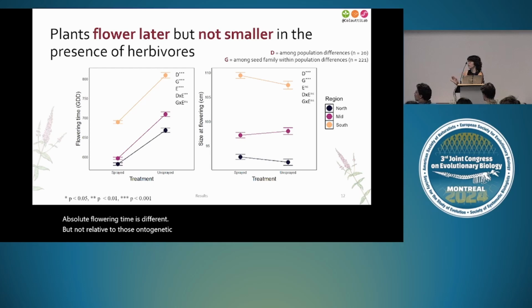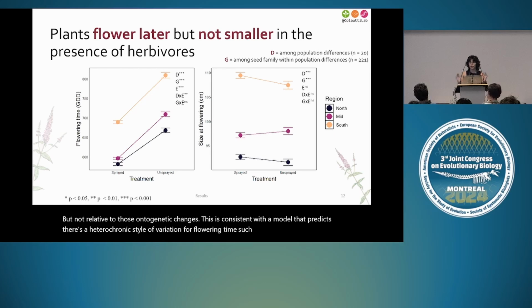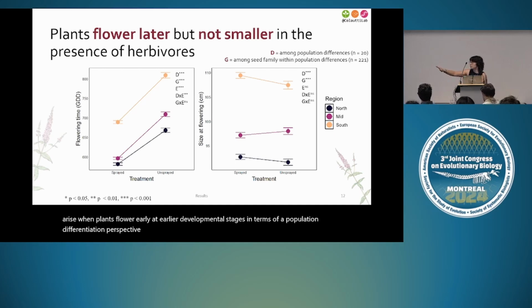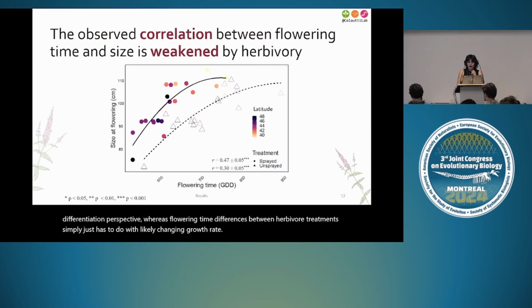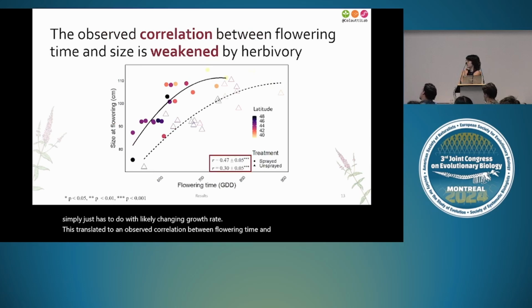This is consistent with a model that predicts there's a heterochronic style of variation for flowering time, such that shifts in flowering time arise when plants flower at earlier developmental stages in terms of a population differentiation perspective, whereas flowering time differences between herbivore treatments simply has to do with likely changing growth rate. This translated to an observed correlation between flowering time and size that's weakened in the presence of herbivory. So these are population means between treatments.